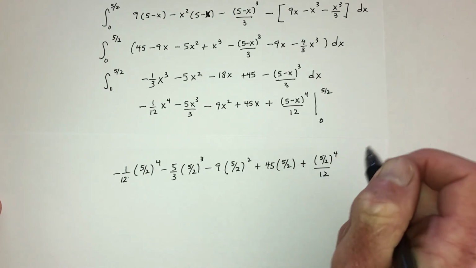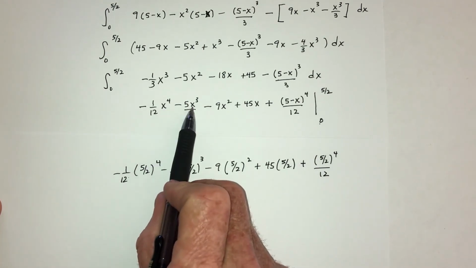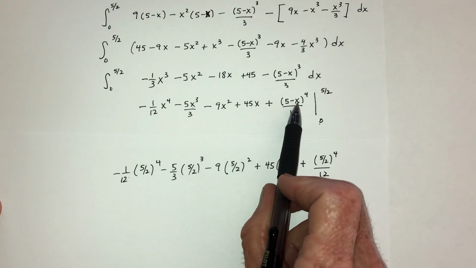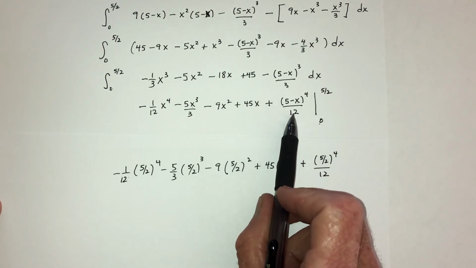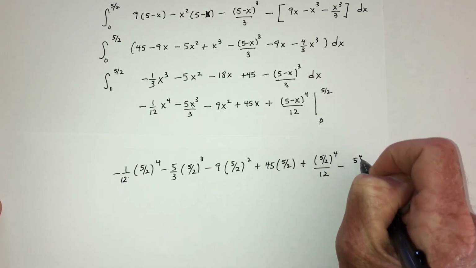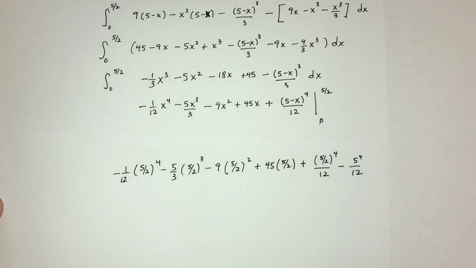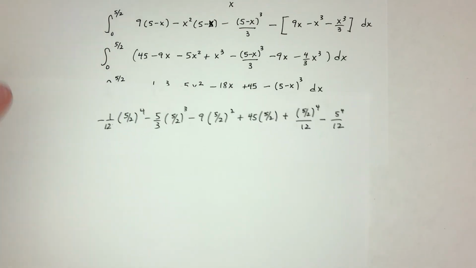over 12. Now when you put the 0, that's going to be 0, 0, 0, 0, and this will be 5 minus 0. So it still leaves 5 to the 4th over 12. So minus 5 to the 4th over 12. Okay, now we just need to get the final answer.